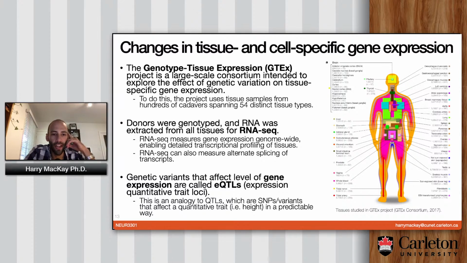So this is the Genotype Tissue Expression Project, GTEx. It's a large-scale consortium, and what it's trying to do is combine DNA sequencing and RNA sequencing to explore the effect of genetic variation on tissue-specific gene expression. So they have a bunch of cadavers that were donors of tissue, and they extracted RNA, messenger RNA to be precise, from all these different tissues. So look at all the different things they have.